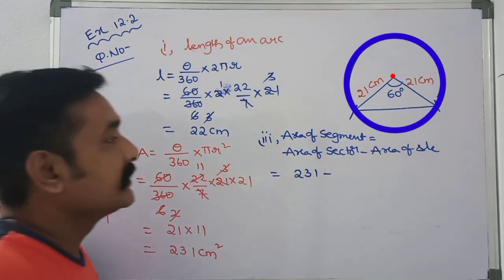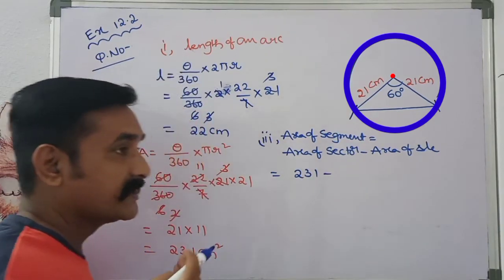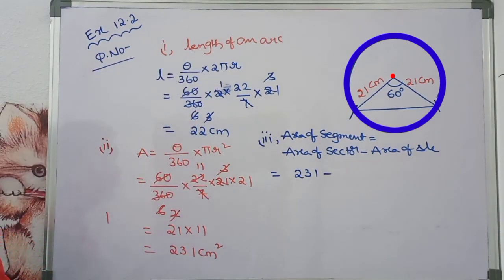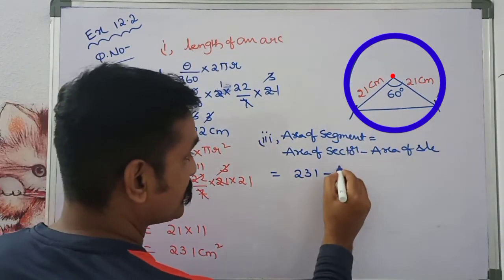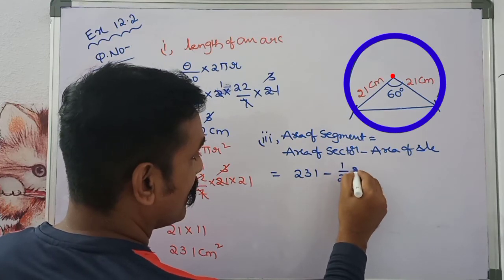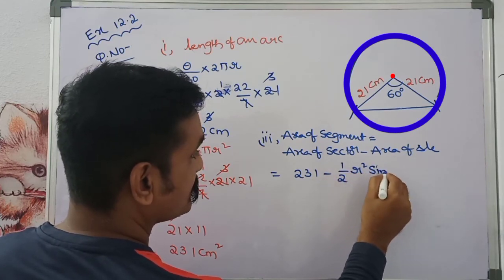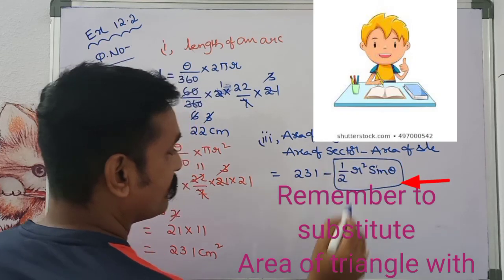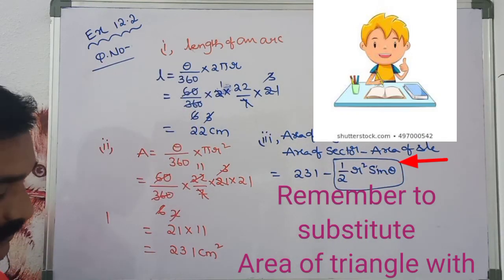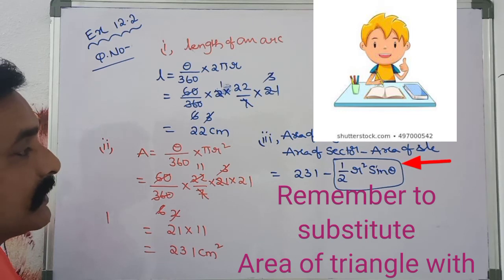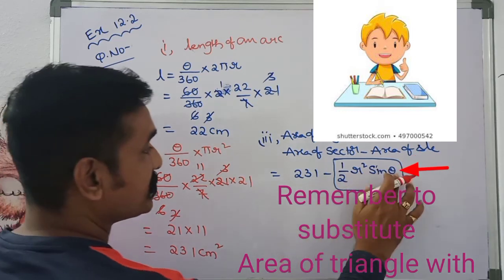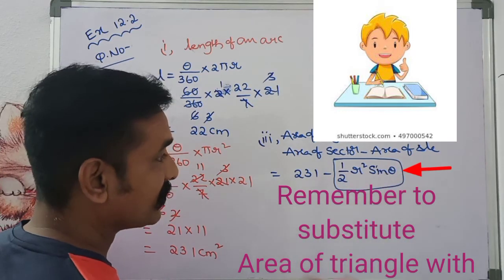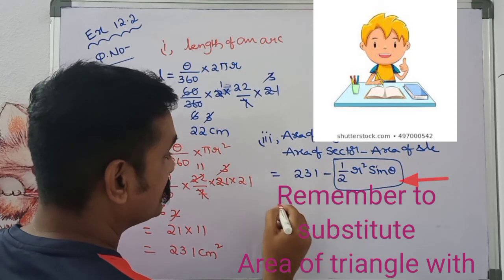since the angle is given as 60 degrees, which is less than 90 degrees, whatever the angle they have given, just write the formula: half r square sine theta. Right, children? So for the area of the triangle, directly substitute half into r square sine theta, whether theta is less than 90 degrees or whatever it is.